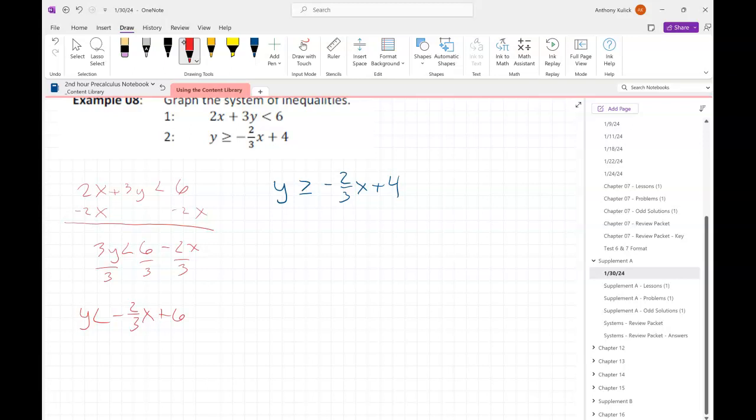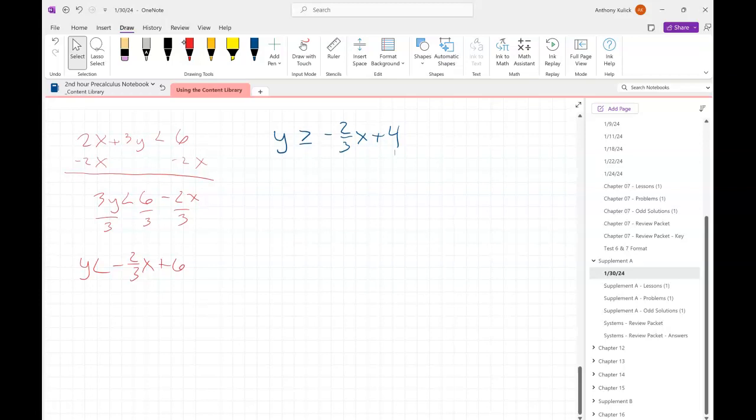It's like in the same form. Okay, so now we have to do what? What do I need to do to graph the first equation? Or inequality, I should say.